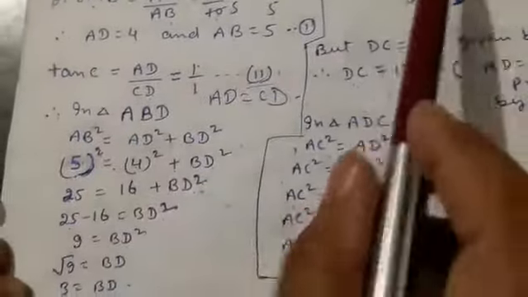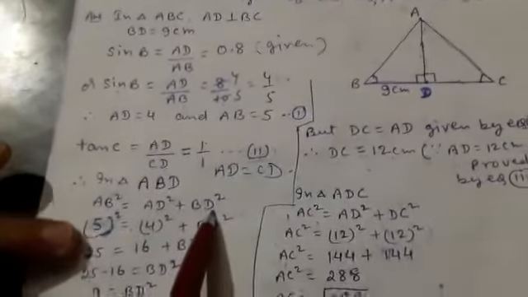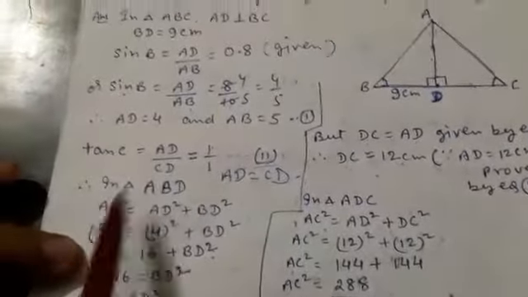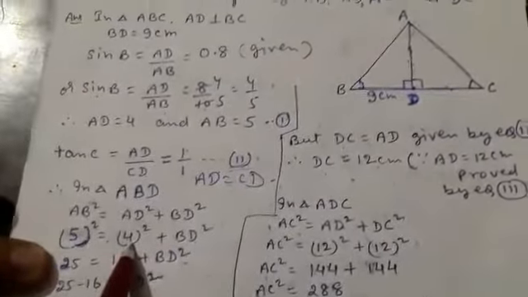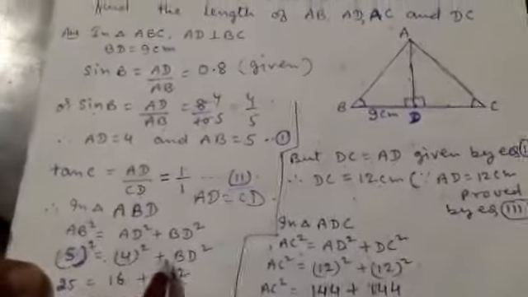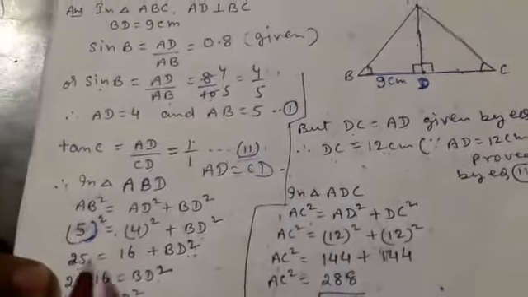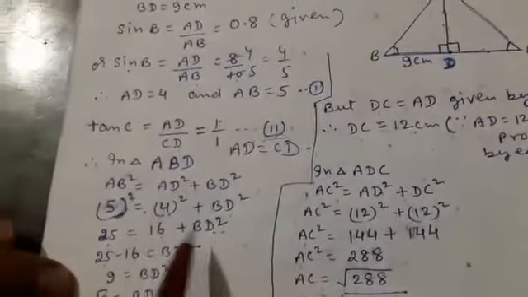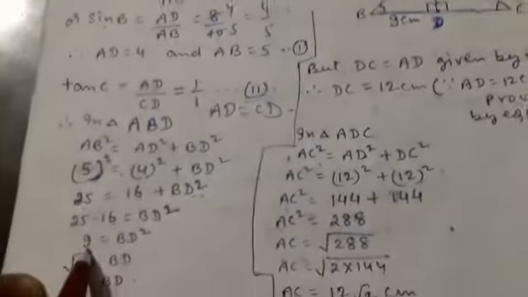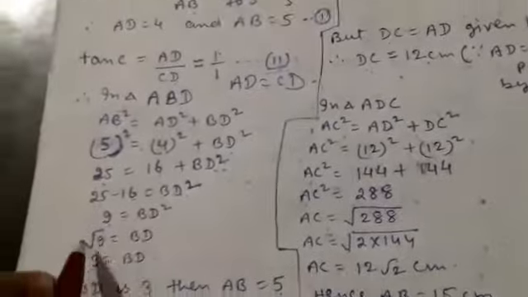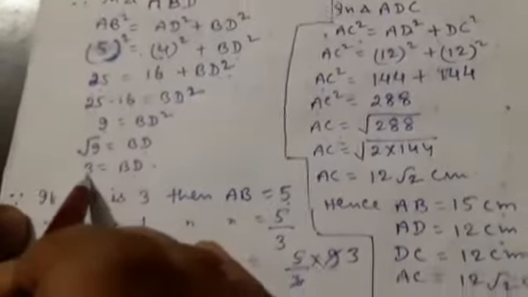Now in triangle ABD, AB square is equal to AD square plus BD square by Pythagoras theorem. So AB, we got it here, AB is 5, 5 square plus AD, we will write down their value, AD is 4, so 4 whole square plus BD square. So 25 is equal to 16 plus BD square. So BD square is equal to 25 minus 16. So BD square is equal to 9. So BD is equal to root over 9. Therefore BD is equal to 3.